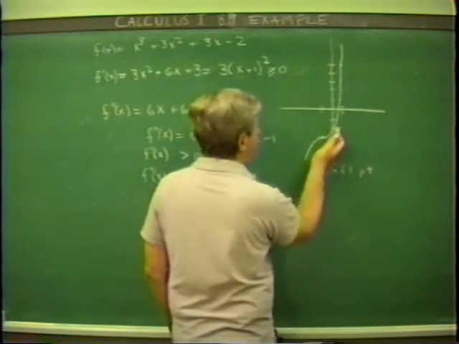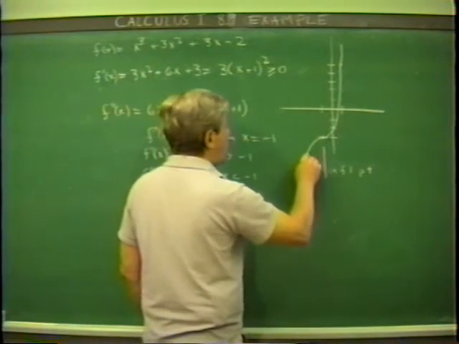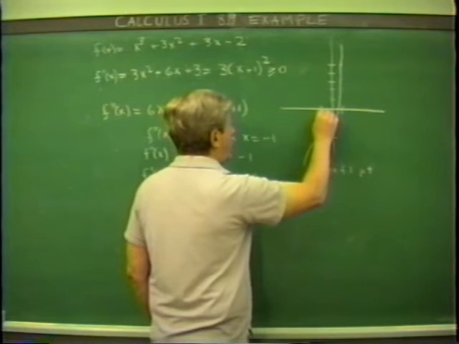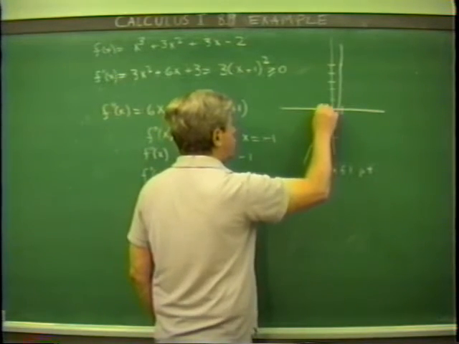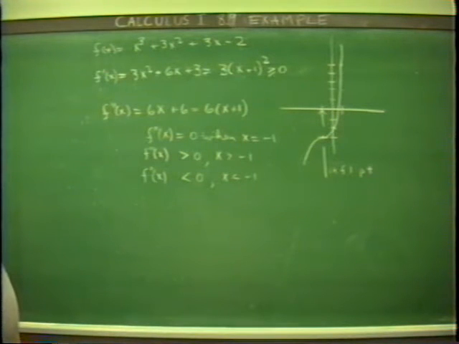The function is always increasing, and it looks something like this. It's concave up over here and concave down over here. Inflection point at minus 1.